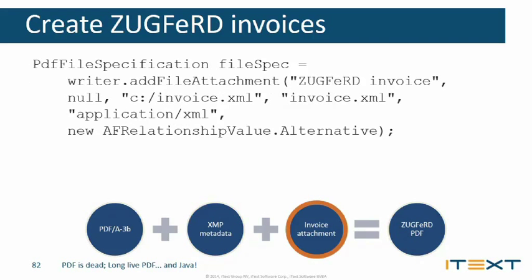And of course, we still have to attach the actual invoice information in XML, which we can do by telling the PDF writer to add a file attachment. We specify a description and where the file is on disk, and it will add it to the PDF. Also, a requirement is the AF relationship value, which tells how the associated file relates to this PDF. In this case, we tell the document that it's an alternative representation. So you have the visual representation, and as an alternative, you have the structured XML representation.